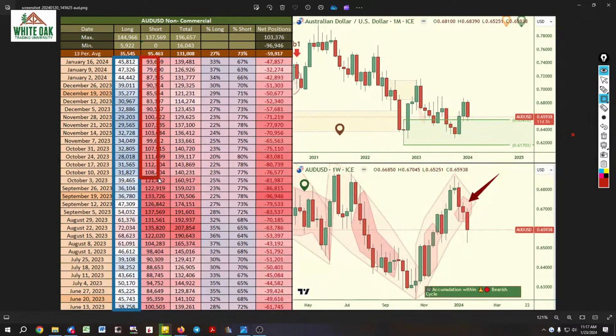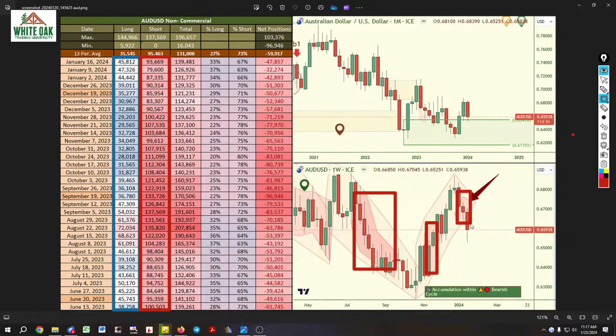But what they've been doing is adding to their shorts, taking profits on shorts, adding to their shorts, taking profits on shorts. You see every time they add to their shorts, how price drops? You see how when they take profits on their shorts, price rallies? They added some here and then they took profits. Now they're adding again. They just started adding again. Okay, 79,000 up to 93,000. So does that mean that price is going to drop again? It's likely. It's likely.